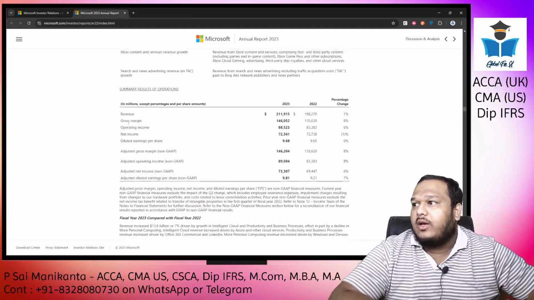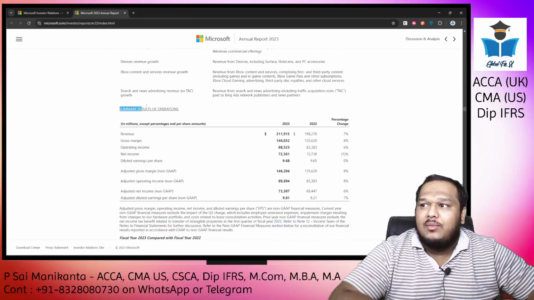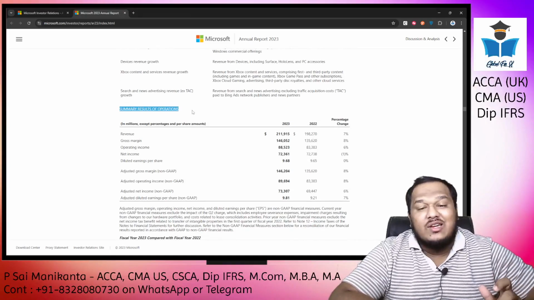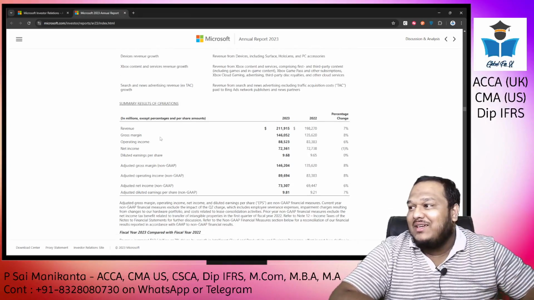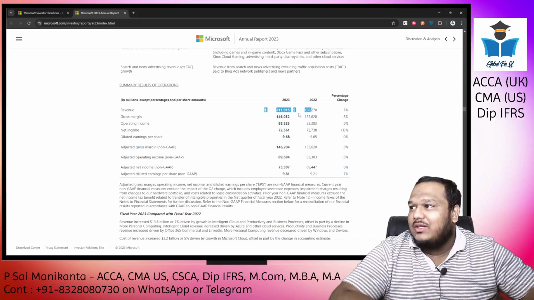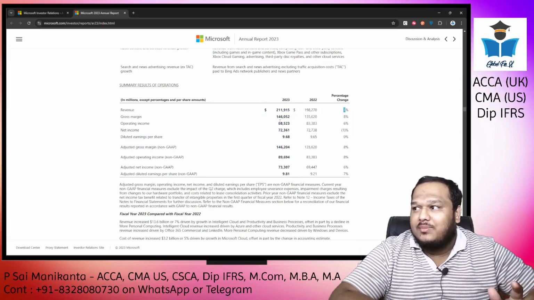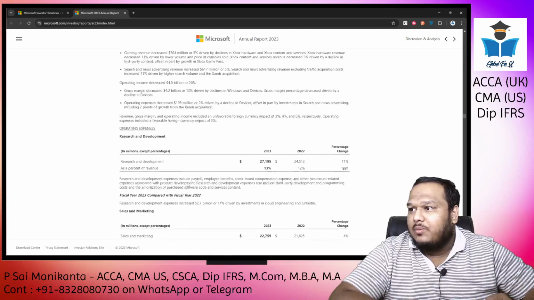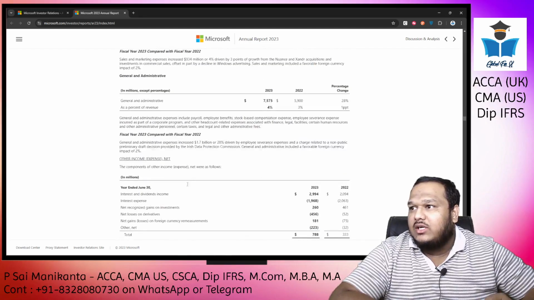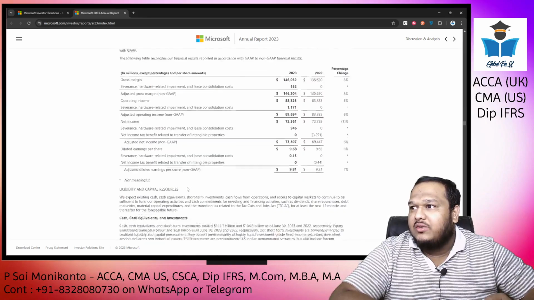Okay, finally there is something called summary of results of operations. Again, this is not the financial statement, this is extracted from the financial statement. You see what the revenue is over the current year and last year, how much growth there is, 7%, gross margin, operating income, net income. So only a few selected areas. Then this is segment operations, then this is research and development, general and administrative expenses.